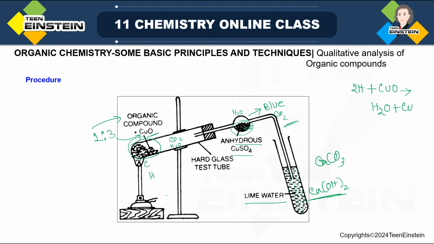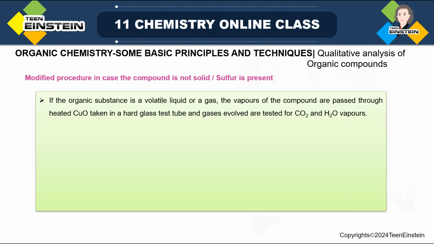Fine. Now there is a modified procedure, which we use in case the compound is not solid. In the previous case, the compound was solid, you mixed it with 3 times CuO powder and heated it strongly in a hard glass test tube. But that will not do if the compound is liquid or gas. This is when you have to use the modified procedure. Also, if sulfur is present in the organic compound, you have to use this modified procedure.